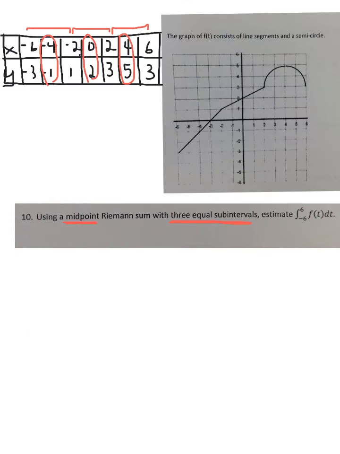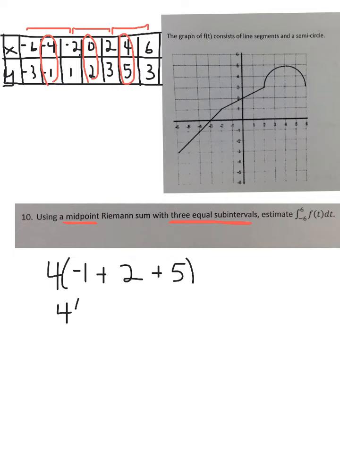Number 10 asks you to do midpoint, 3 subintervals. I bracketed those guys off, and then I also circled the middle of each interval. Okay, now each interval should be a distance of 4 wide. And then the middle of the first interval has a height of -1. The middle of the second interval has a height of 2. And the middle of the third interval has a height of 5.